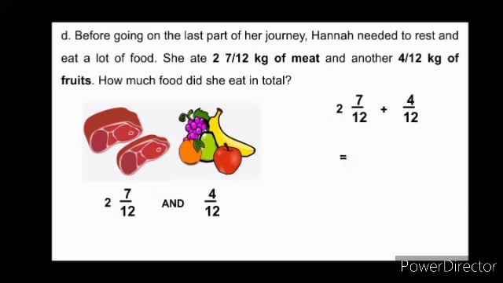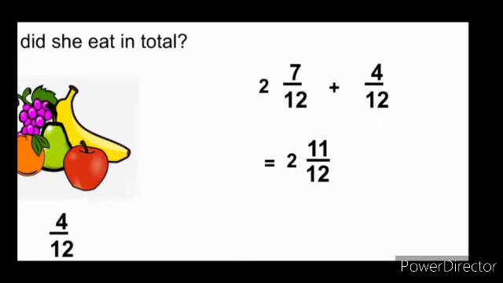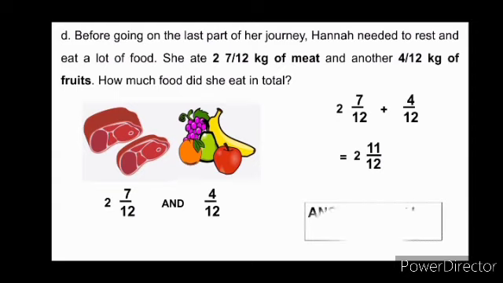We have here the whole number as 2. Then we're gonna copy again the denominator 12. What we have left here is to add the numerators, which is 7 plus 4 is equal to 11. Our final answer would be 2 and 11/12 kilograms of meat and fruits Hannah ate in total.